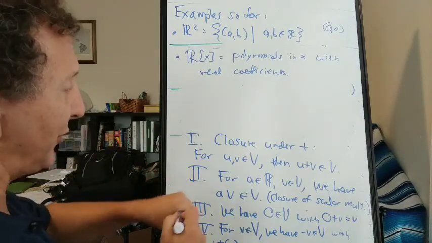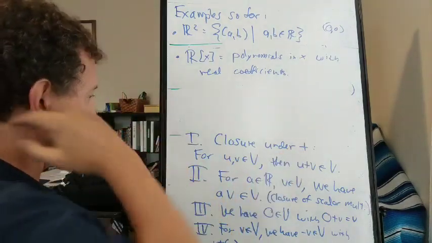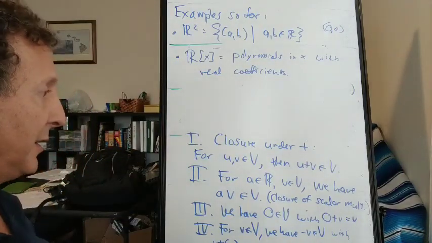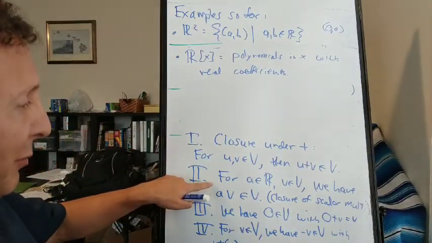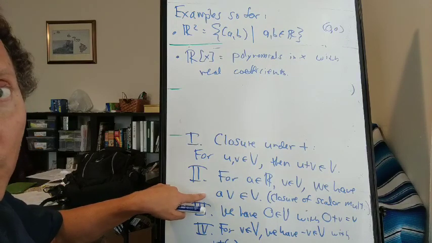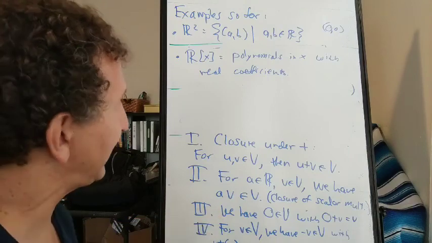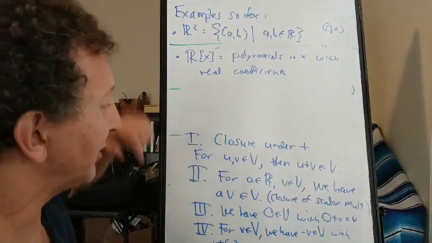So certainly if we add two polynomials together, we get another polynomial. And if the coefficients of both of them are real, then the coefficients in the sum are real. If we have a single polynomial with real coefficients and we multiply by a real number, then we get coefficients that are real. We have a 0 element in there because 0 is a polynomial.